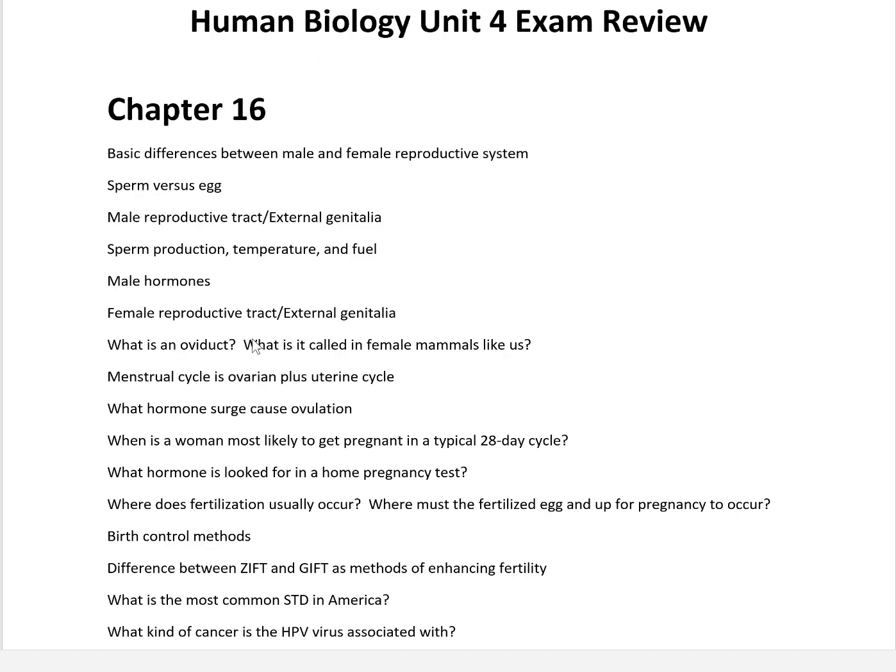So let's jump in. Chapter 16. Basic differences between the male and female reproductive systems. The big thing is the male system's job is to make and deliver sperm. Very simple. The female system is much more complex because, seriously, the male gonads always make testosterone, always make sperm, and have a way to get rid of it.